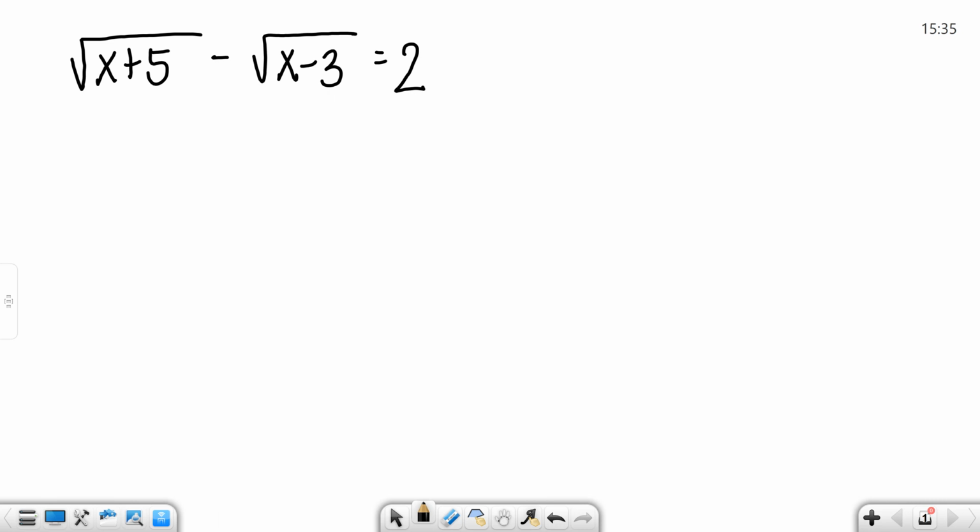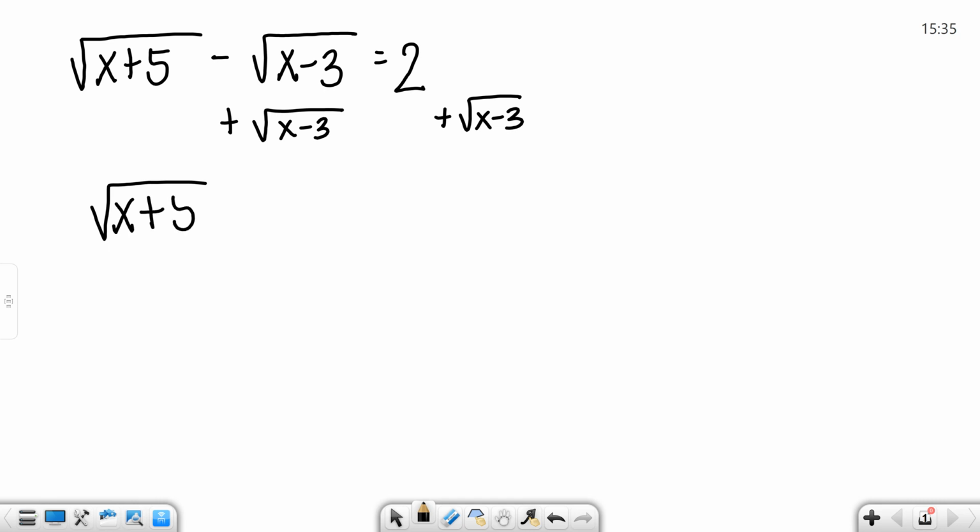So I'm going to move this square root of x minus 3 to the other side. All right, so that leaves me with the square root of x plus 5 over here by itself, and then I've got 2 plus the square root of x minus 3 on this side. So we're not able to isolate both radicals, so we must isolate one of them. All right, so we've done that much. Now I'm going to square both sides.